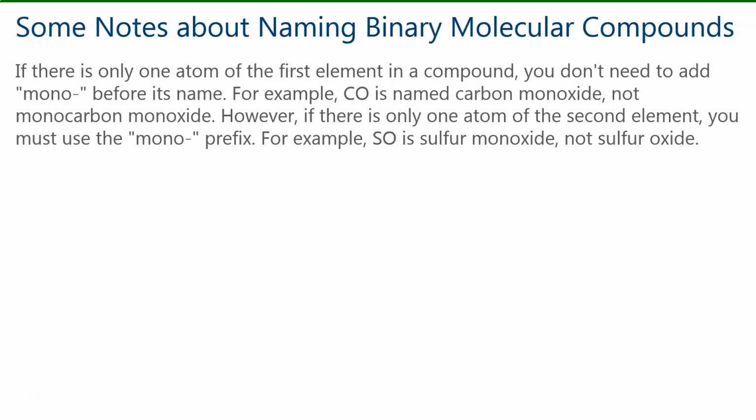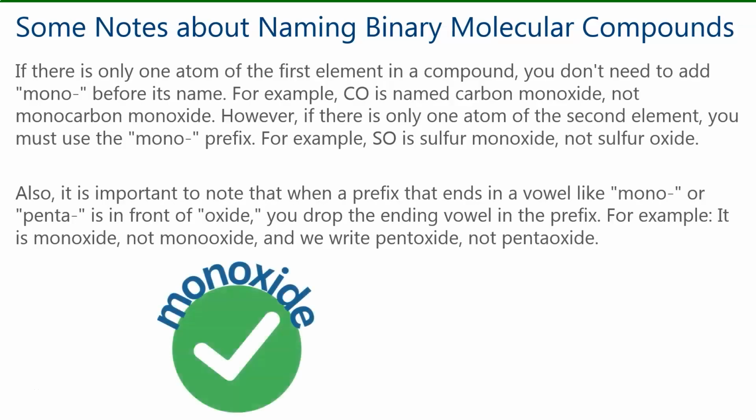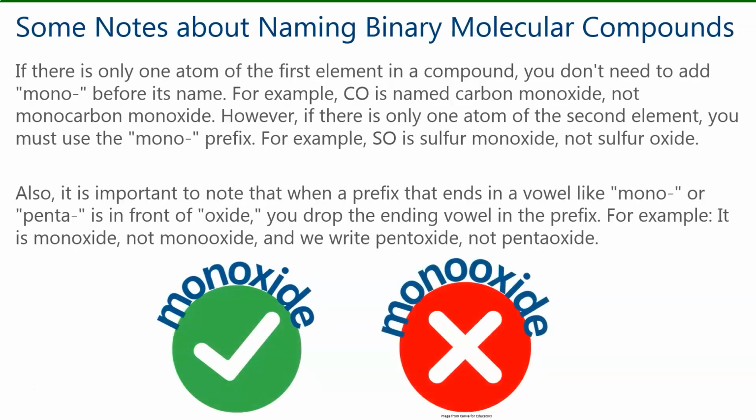Also, it's important to note that when a prefix that ends in a vowel like mono or penta is in front of oxide, you drop the ending vowel in the prefix. For example, it is monoxide, not monooxide, and we write pentoxide, not pentaoxide. So we have monoxide, not monooxide.